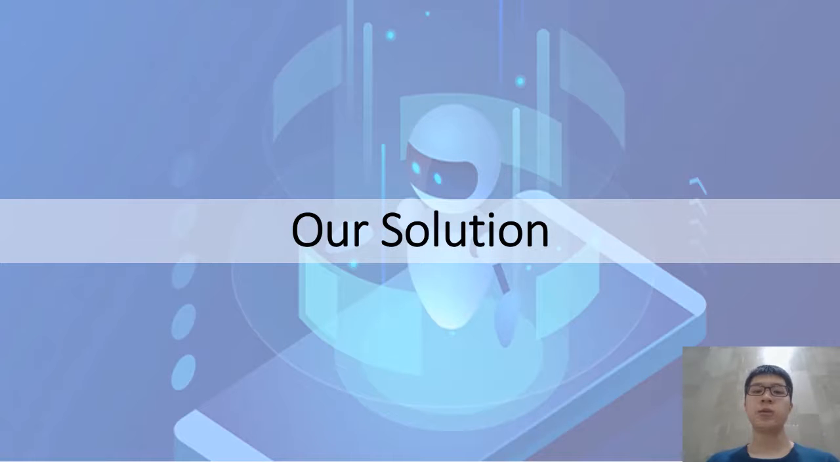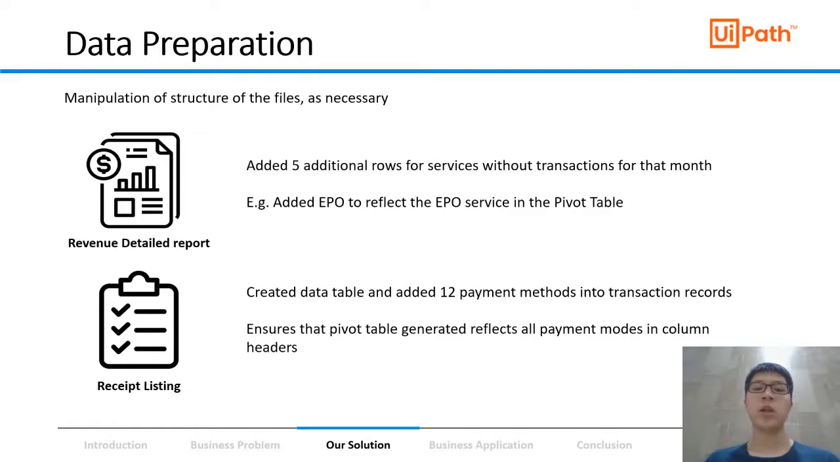Next, I'll be introducing our solution, mainly the data preparation part. For data preparation, for the revenue detailed report, we added 5 additional rows for the services without transactions for the month, and for the receipts listing, we created the data table and added 12 payment methods into the transaction records to ensure that the pivot table generated reflects all the payment modes in the column headers.